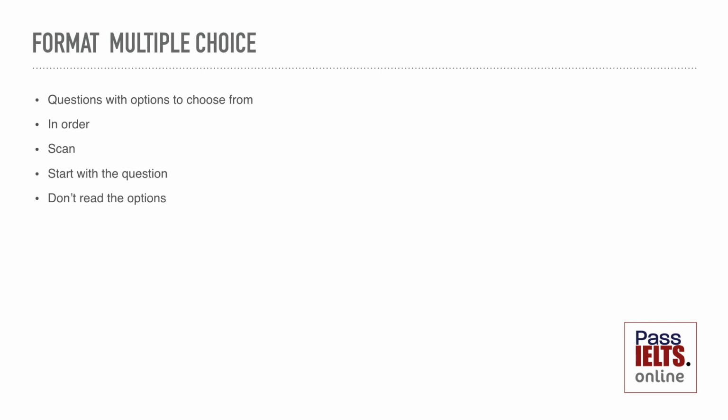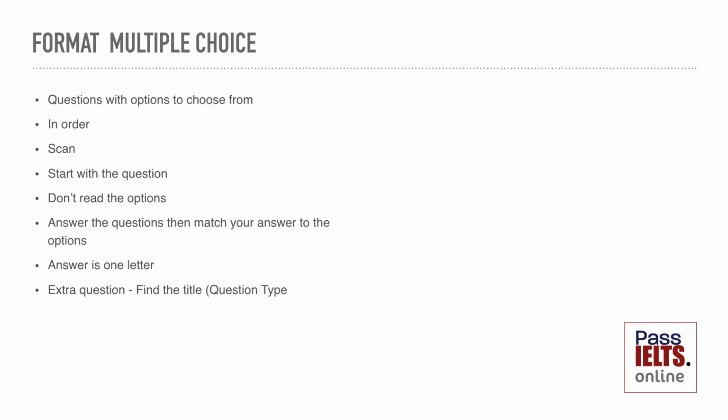The question type here is multiple choice. There are questions with options to choose from. Normally there are 3 options. They are in the same order as you will find the answer in the passage, and you will need to scan, which means you need to start with the question. But don't read the options, as you don't need to know the different options given, and it will confuse you. Instead, you should read the questions, find the answer in the passage, and then match your answer to the options given. Your answer is always 1 letter, never more.